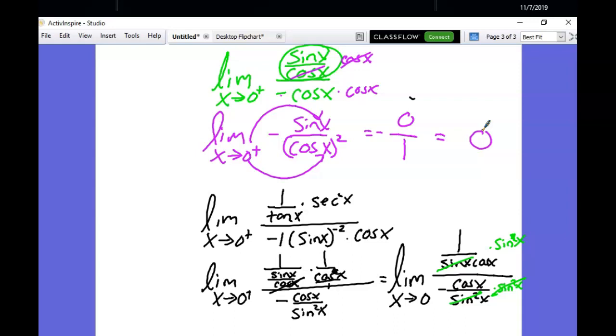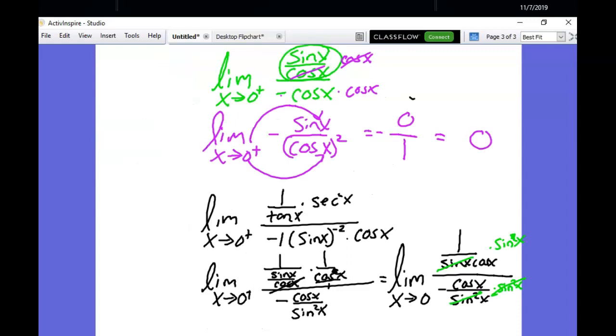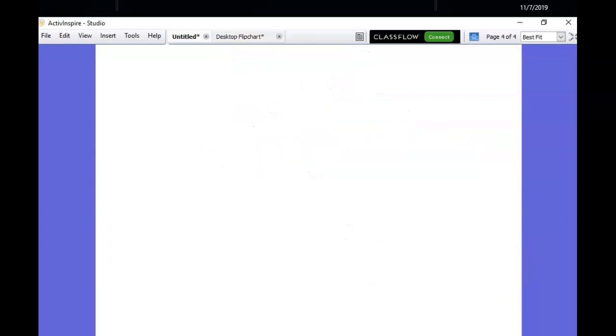Now before you get too cozy and conclude that the answer is 0, I want you guys to remember that this whole time this limit equaled ln y. Let's back up a little bit. Remember how this whole thing equaled ln of y? So what I just proved is that that limit equals 0, and it equals ln of y. So what that means is that ln of y equals 0.